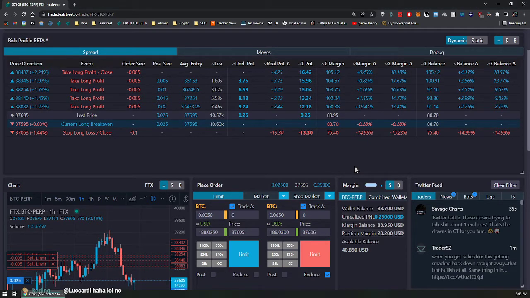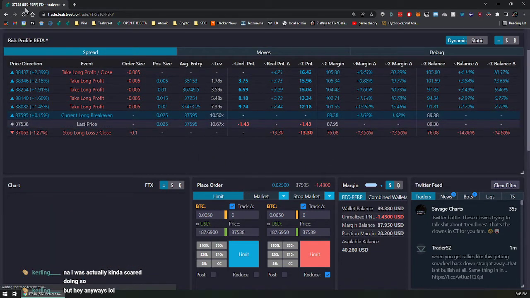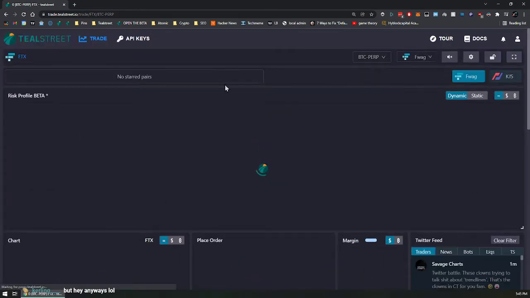So, what else? I feel like I missed anything. We got some new Tealstreet users. iTank has been using it for 2 days. It's very nice, like the new risk profile. You can see there's a lot of edge cases to this. So it's got some room for error, so pay attention.